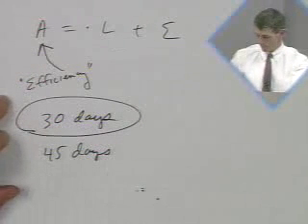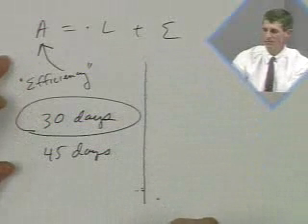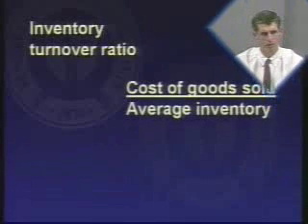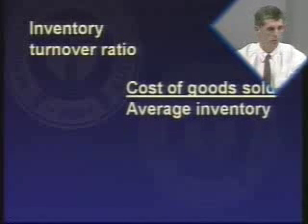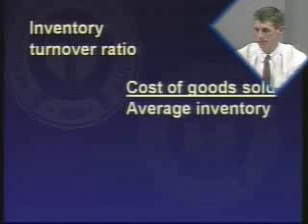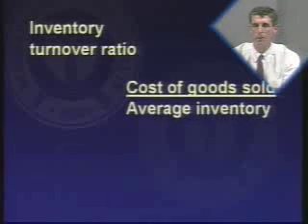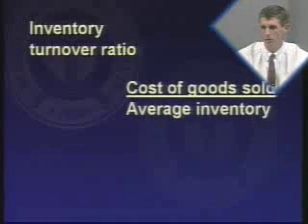Inventory turnover. Next one. Inventory turnover is cost of goods sold divided by average inventory. How do we calculate average inventory? Beginning balance plus ending balance divided by 2. Simple average. So cost of goods sold divided by average inventory. Higher is better. True or false? True. The answer is true.